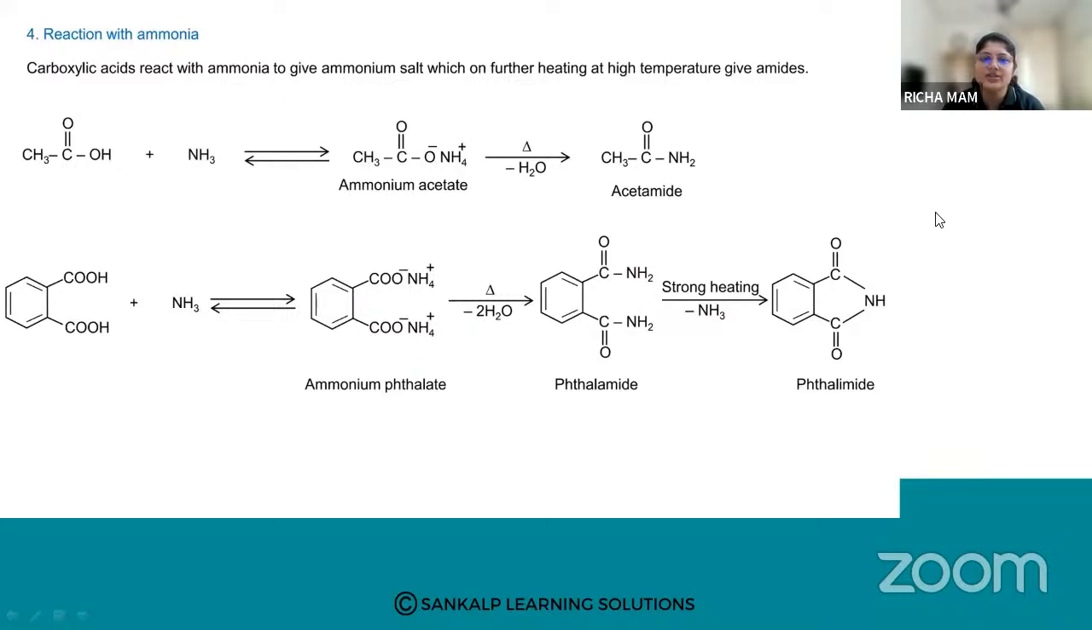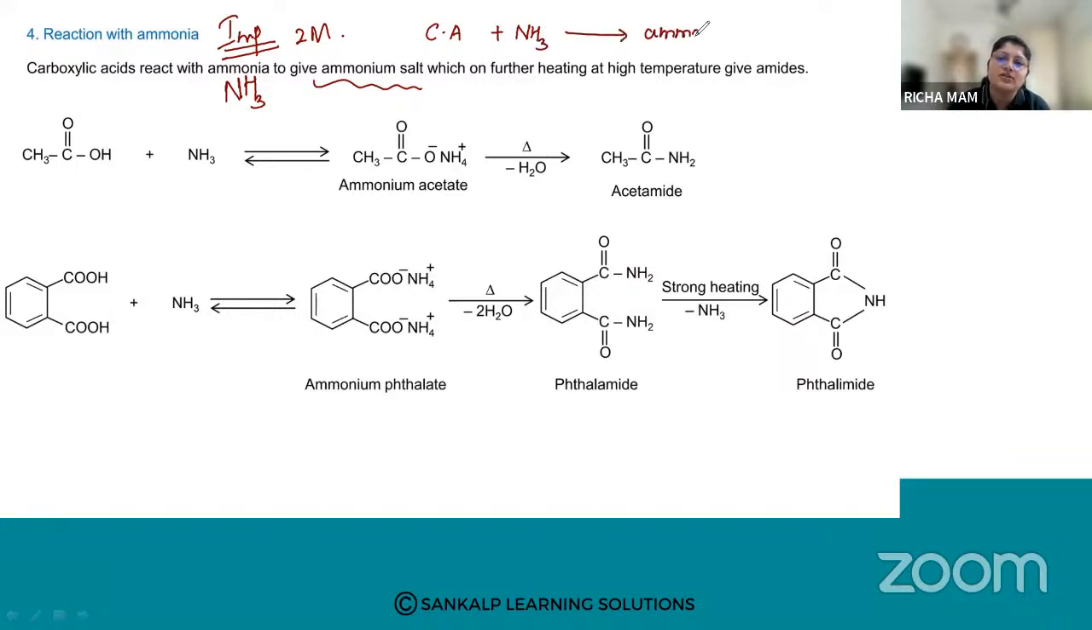Very important reactions. Mark this important. 2 marks question. So here what we are going to do: carboxylic acid is reacted with ammonia. What is ammonia? NH3. To give you ammonium salt. So we treat the carboxylic acid with ammonia, and with this we get ammonium salt.